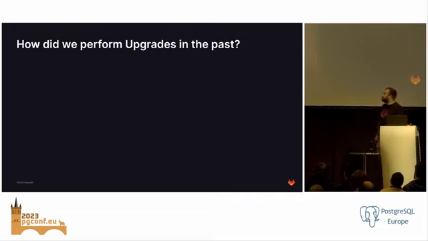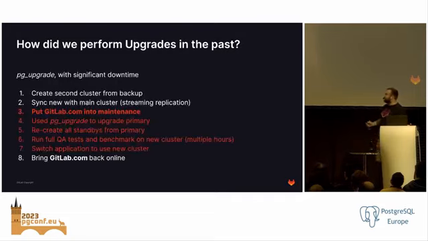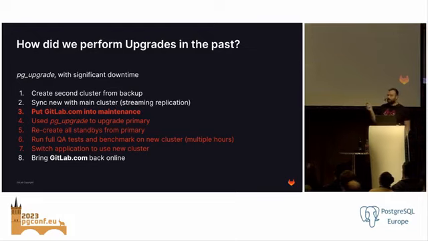Yeah, how did we do the upgrades in the past? We used the method I just showed, PG Upgrade. We created a second cluster from the backup. We synced the cluster, so now we have two carbon copy clusters. And we put GitLab into maintenance mode, and that's the problem. The whole red block is performed with downtime, so we took like half a Saturday of downtime for this.